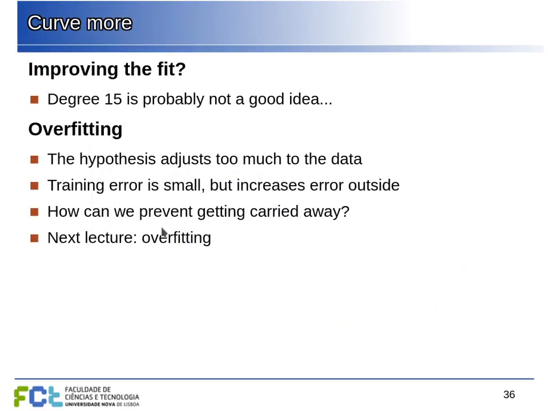We're going to see this better in the next lecture. But the idea is that when we start to adjust our hypothesis too much to the data, so for example, if we have a hypothesis class that is too powerful, includes too many hypotheses with too many degrees of freedom, then we can make the training error very small, but this may increase the error outside the training set. We need some way of preventing this from happening. So we must be able to look outside the training set to figure out when we are overfitting, when we are adjusting too much to the training set. And this is what we're going to see in the next lecture.